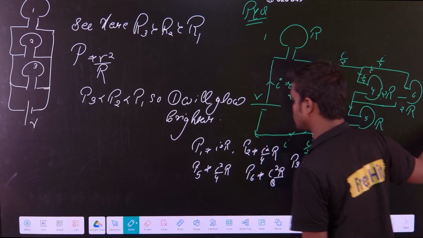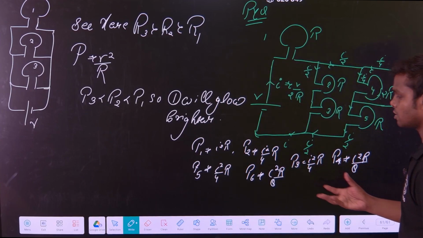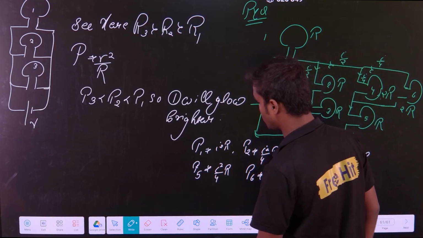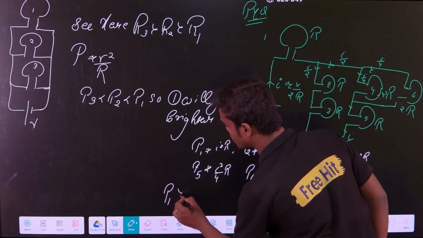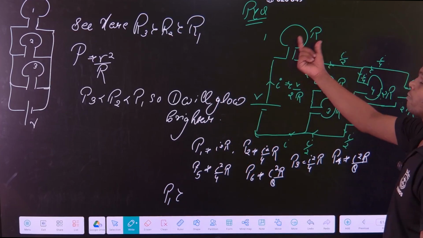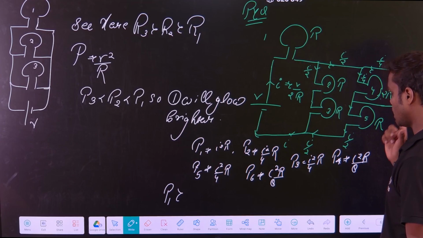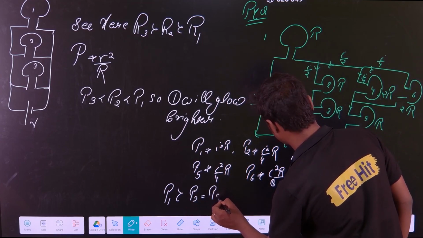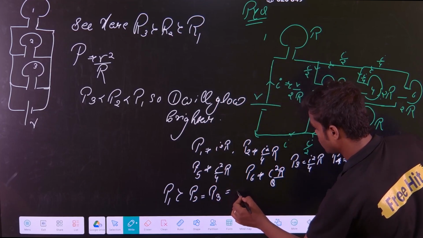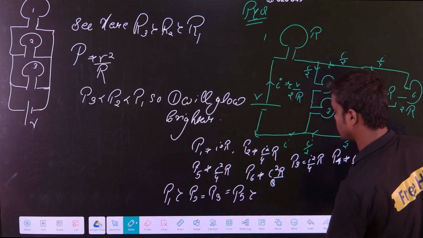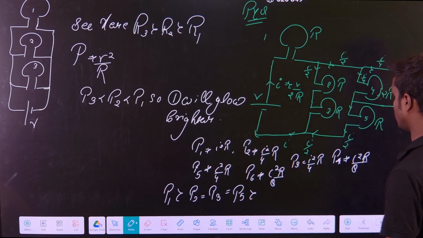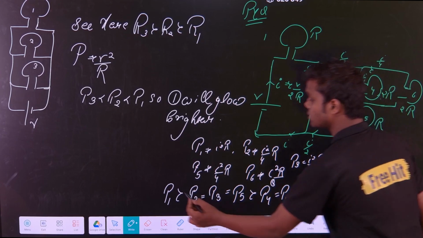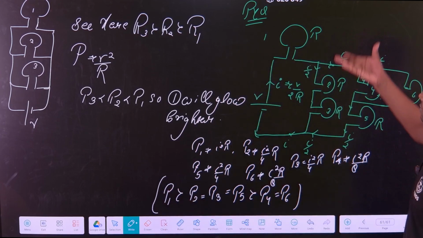Now if you arrange in terms of power, because the I value is the same everywhere, which will have the highest power? Obviously P1 is the greatest, so P1 is the highest, which means it will glow the brightest. This is the brightest bulb of all. Then after that, you write: P2 is equal to P3 is equal to P5, and these are greater than P4, which is equal to P6. So this is basically the order of power consumption.